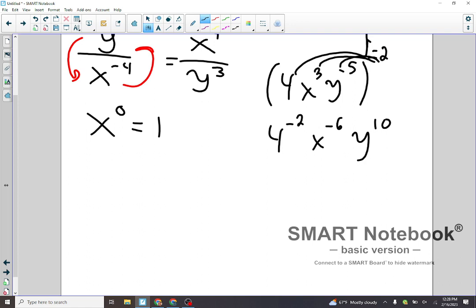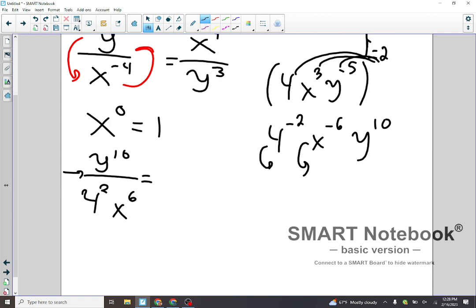This 4 to the -2 power, we're going to move down. This x to the -6 power, we're going to move down. This y to the 10 power, we're going to keep. It's no negative, it's no problem. I'm going to write it over here. So it's going to be y to the 10 over 4 to the 2nd power, x to the 6th power.